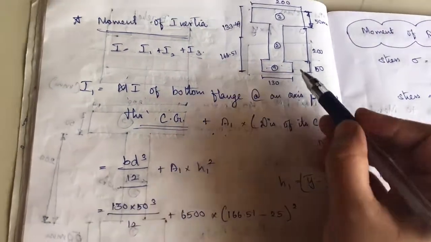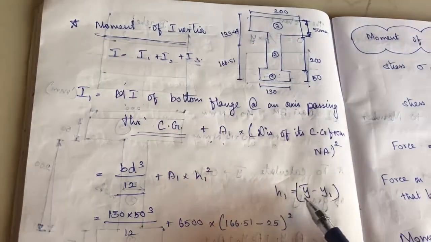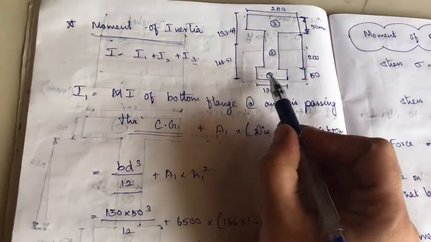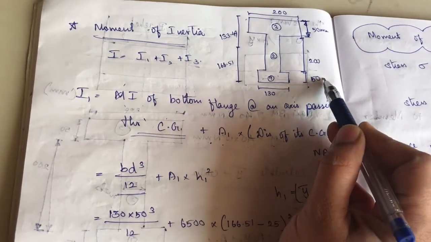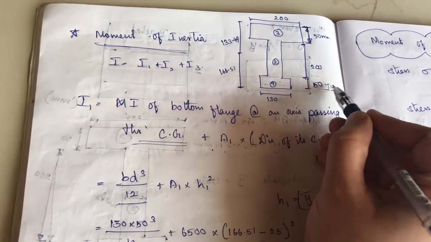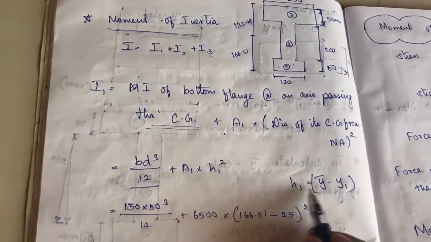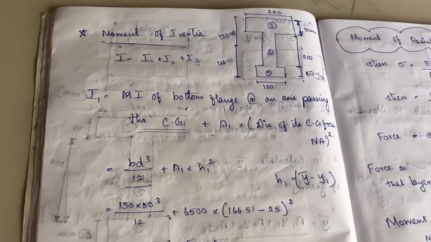H1 means y bar. This is y bar, right? So y bar minus y1. Y bar minus y1 means this distance y1. So y bar minus y1. And the second thing, y bar minus y2. This is for H2. Okay, it will go like this.